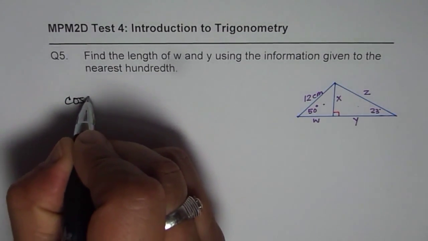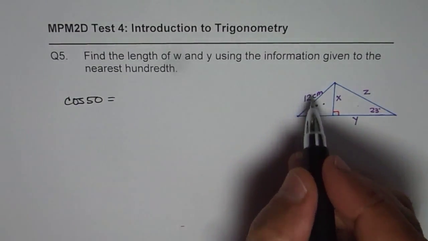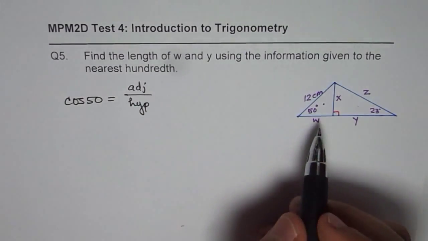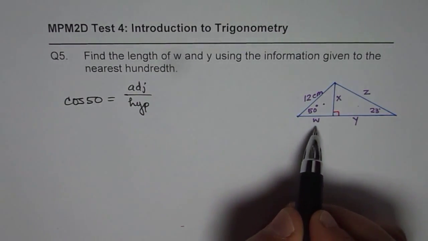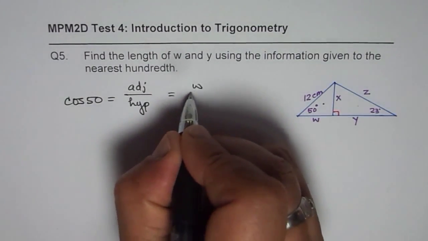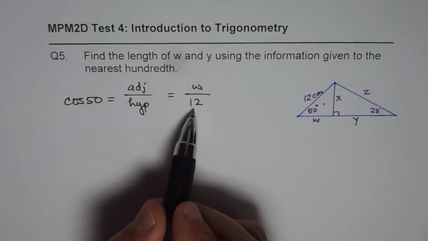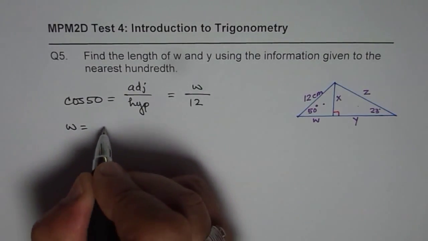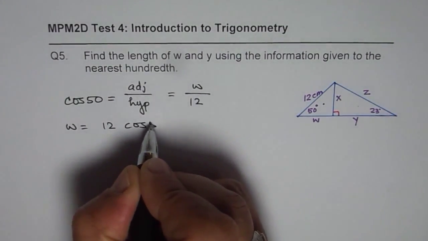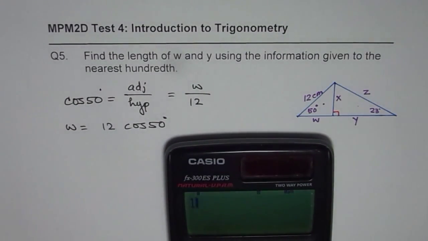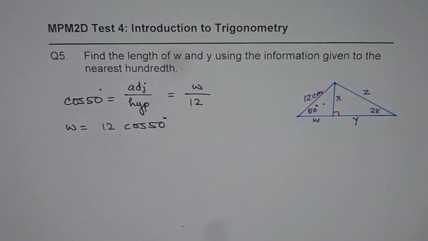So cos of 50 equals adjacent over hypotenuse, which could help us solve for W, right? So here we know adjacent side is W, so let's write W here, and hypotenuse is 12. Therefore, W will be, cross multiplying, W equals 12 times cos of 50 degrees, right? Let's use calculator and find the answer. So it is 12 times cos of 50 degrees, which equals 7.7134.